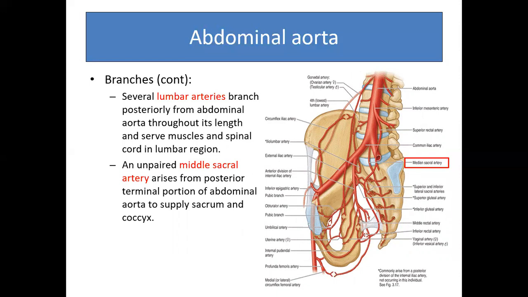We are still discussing the branches of the abdominal aorta. We also have the several lumbar arteries that branch posteriorly from the abdominal aorta throughout its length and serve the muscle and spinal cord in the lumbar region. And we also have the median sacral artery. If you see here, this is the median sacral artery, which is an unpaired vessel that arises from the posterior terminal portion of the abdominal aorta, and it supplies the sacrum and also the coccyx.